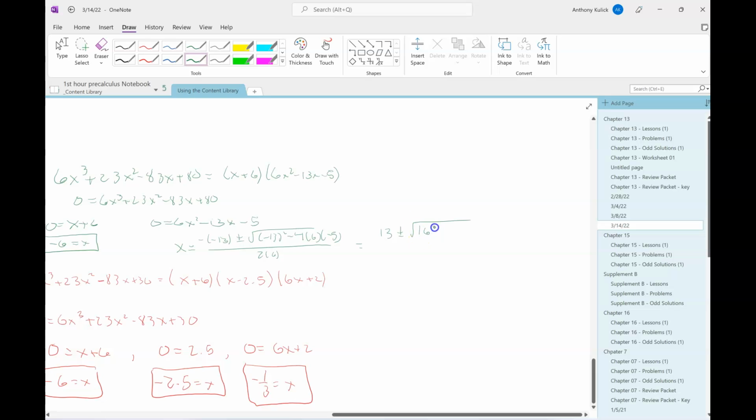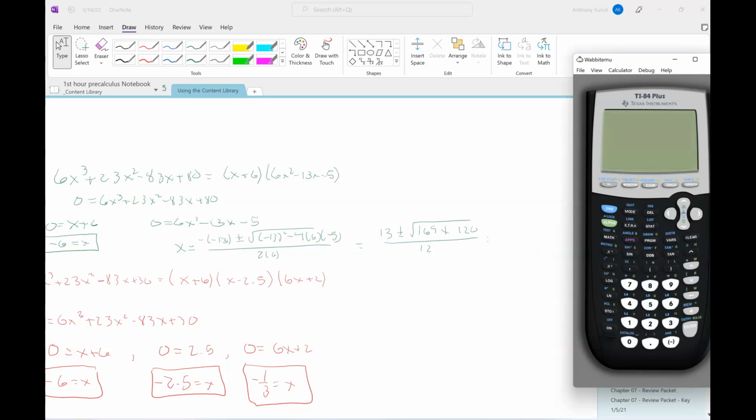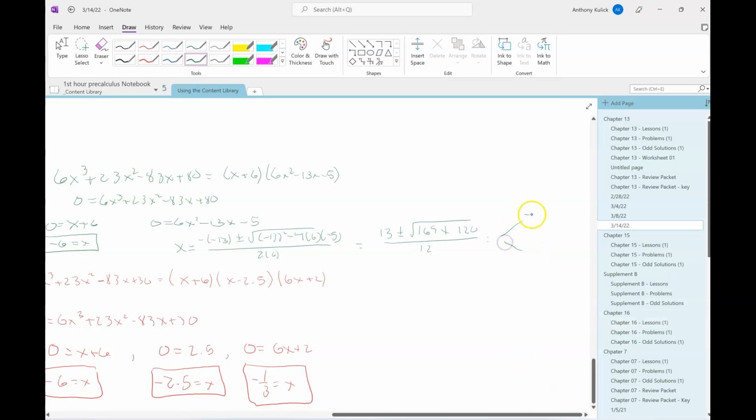So 169 plus 120 over 12. And I think we're out of time here, but you get something out of this. You get the 2.5 and you get the negative 1/3. You'll trust me on that, I assume.